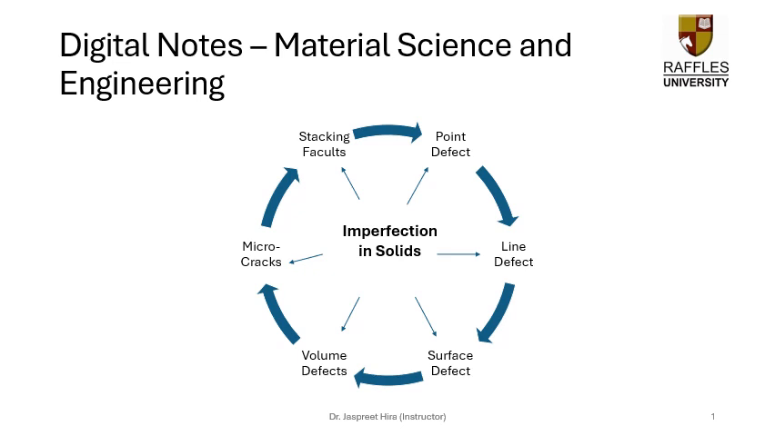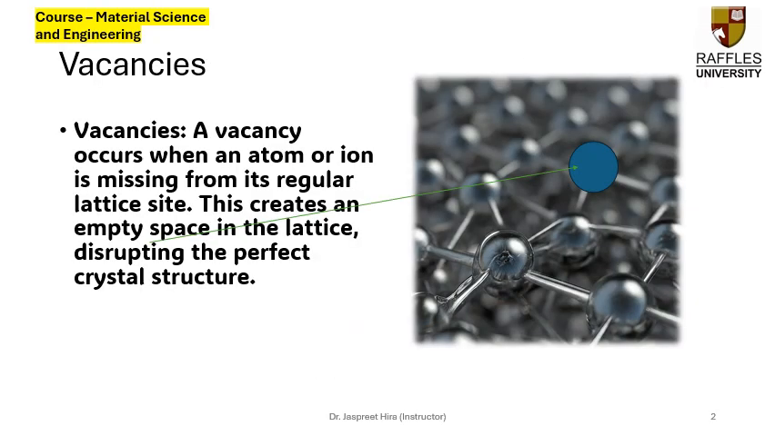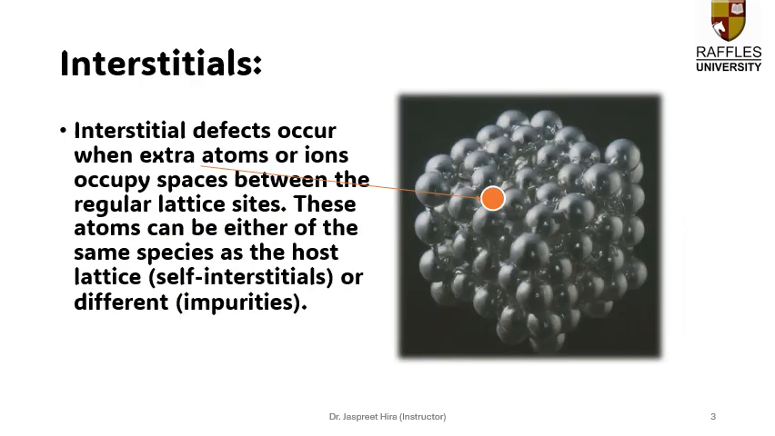Now, the imperfections in solids consist of point defects, line defects, surface defects, volume defects, microcracks, and stacking faults. In these slides, we have shown all the types of defects. Now, when you talk of the vacancy defect, a vacancy is when an atom or an ion is missing from its regular lattice site, creating an empty space in the lattice and disrupting the crystal structure.